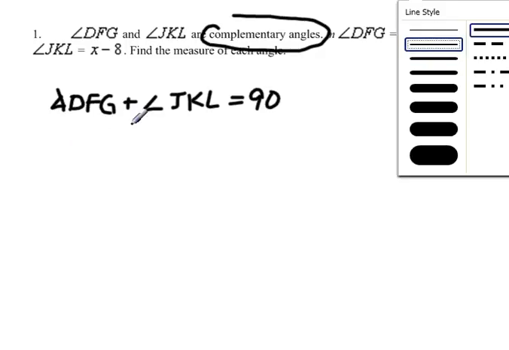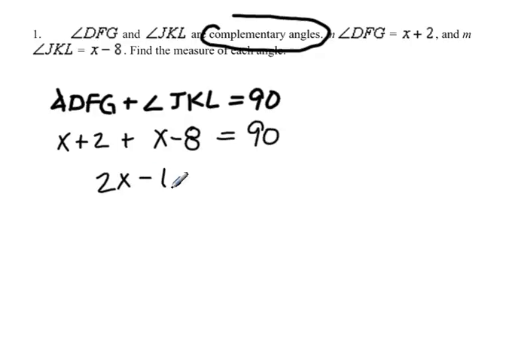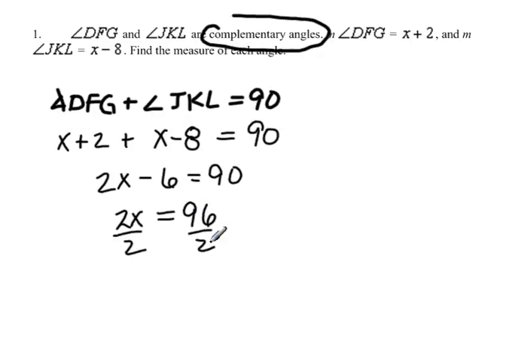So substituting in, JKL is x minus 8, DFG is x plus 2. If we add them together, they will equal 90 degrees. Solving for x, we're going to combine like terms. Add, so 2x equals 96. Divide, so x is equal to 48.